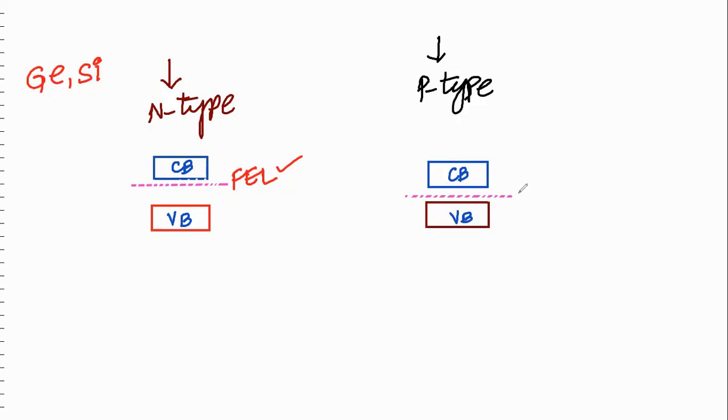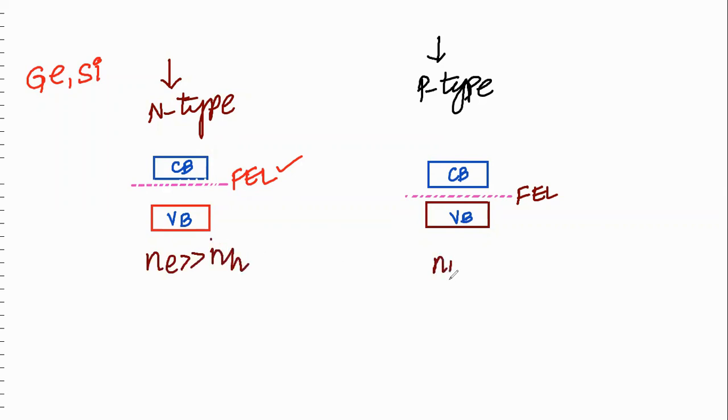This is called the forbidden energy level. This is above and near the valence band. In the case of n-type semiconductor materials, the number of electrons in the conduction band will be greater than the number of holes.